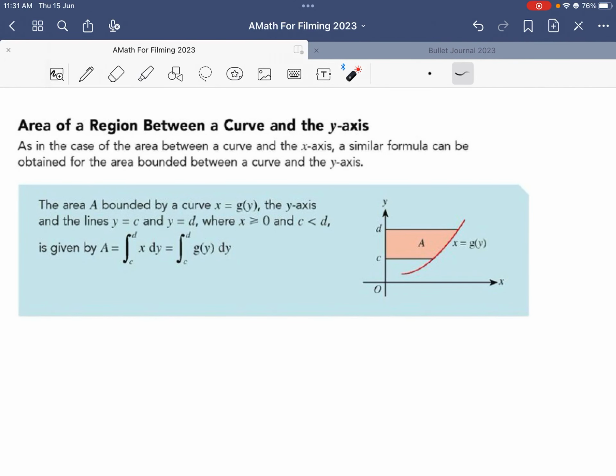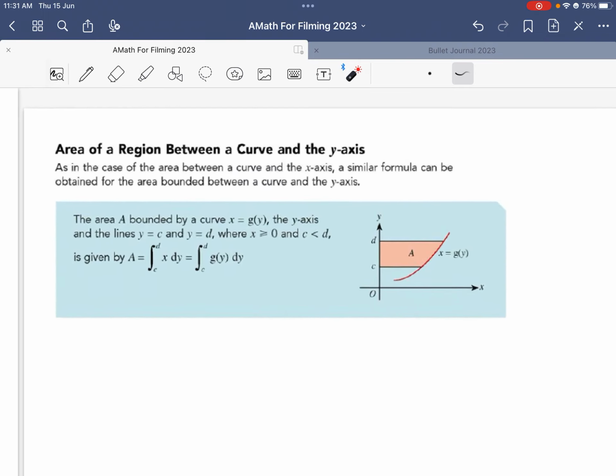Okay, part 3 of 17.2 deals with the region between the curve and the y-axis. So far what we have done is we have nailed the region between the curve and the x-axis. So when it's the x-axis, we integrate with respect to x. Now, in similar fashion, if you want to find the area bounded between a curve and the y-axis, what you need to do is to integrate with respect to y itself. And the limits are c and d. Never mind, I will show you what I mean.